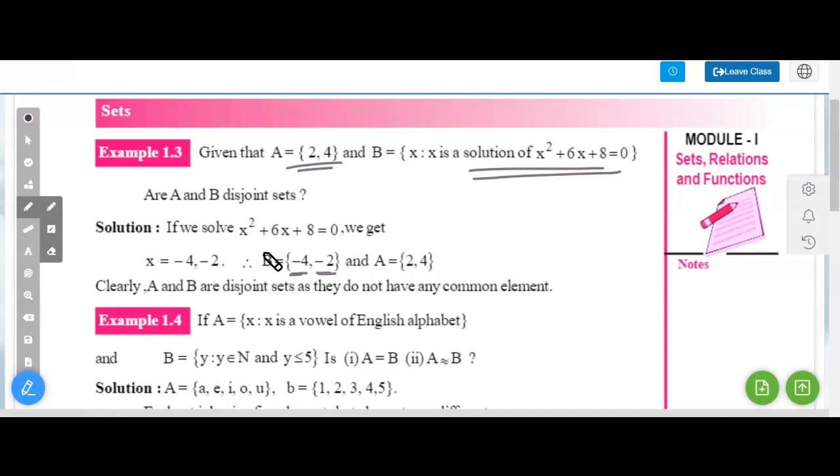So are they disjoint? A and B, are they the same or are they different? They are different, and none of the common elements are there. So they are disjoint sets. True, that is a disjoint set.